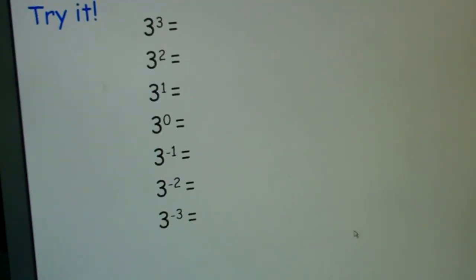Alright, let's try some other ones. 3 to the 3rd power is the same as 3 times 3 times 3, which equals 27. Sorry, it's hard to type with a mouse. 3 to the 2nd power, 3 squared is 9. 3 to the 1st power, anything to the 1st power is itself.